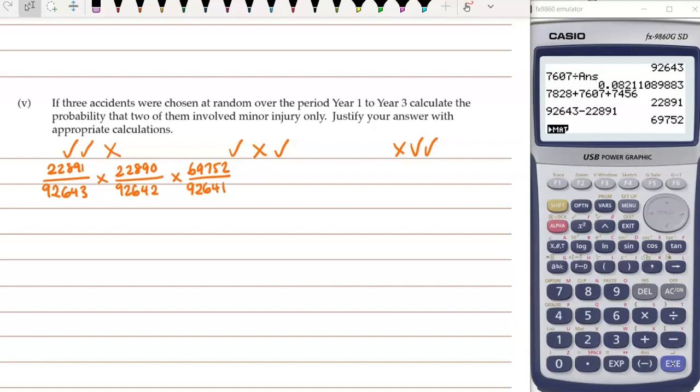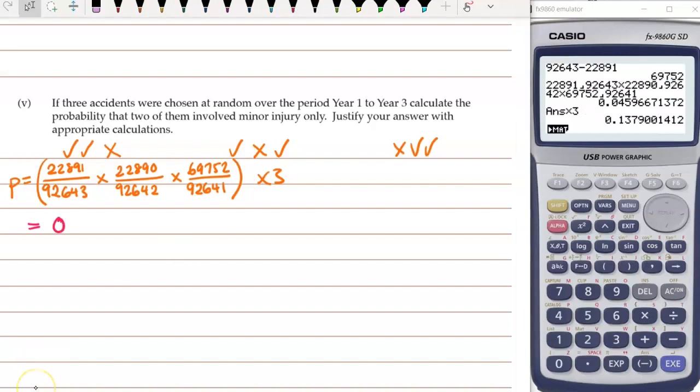Now, the probability, we'll need to do that times by 3 because we've got these 3 different ways that we could do that thing, and they'll come out to the same answer, each of them. Okay, I'm going to pause this, pop it into the calculator to get the answer. We have 0.1379.